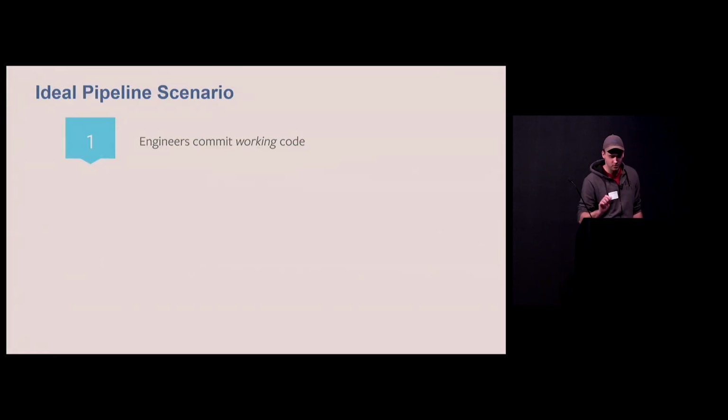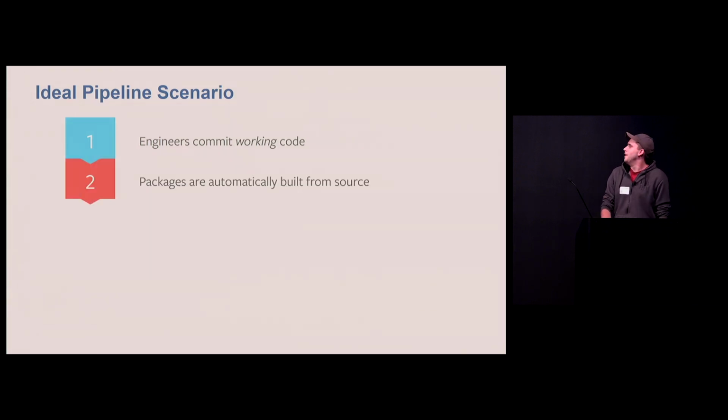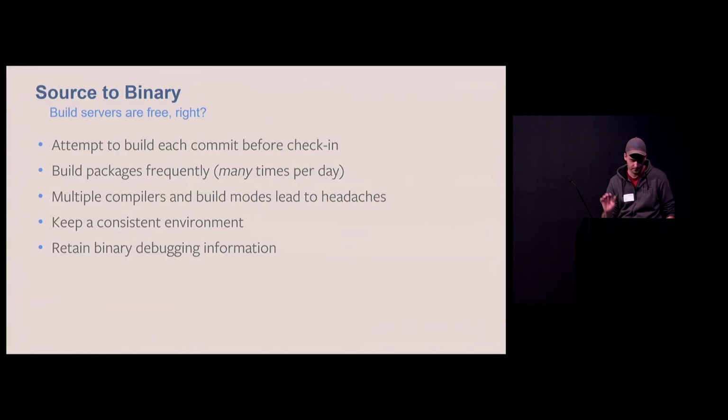So let's start with a little overview of our pipeline here. In an ideal world, engineers are going to commit working code, something that runs, something that builds. Ideal world. Then the scheduler will basically take the source tree and build a binary package from it. As Pedro kind of hinted, there will be multiple binaries built from this, but let's leave it at one binary for the sake of this pipeline.